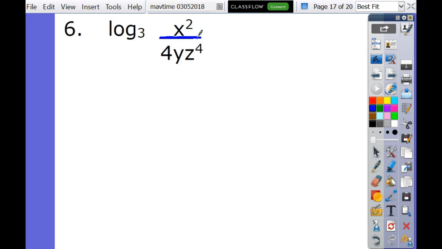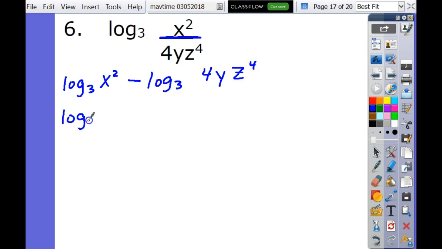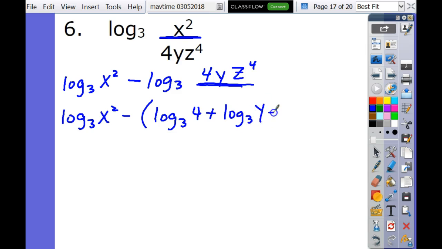This has division, so we're going to start with log base 3 of x squared minus log base 3, and then probably the next thing would be to use the product rule on this part right here, log base 3 of y plus log base 3 of z to the 4th power. This part right here expands to this part with the parentheses. Then we have the power rule. This power goes in front of that log, and this power goes in front of that log.